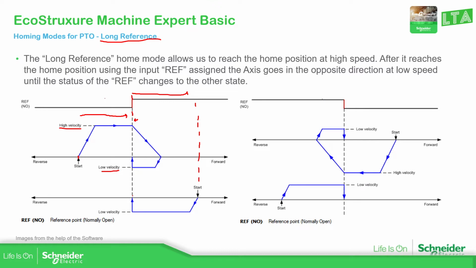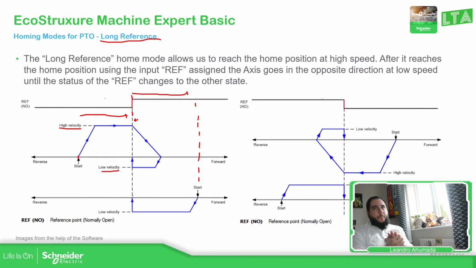So imagine that, that's why it's good to have different homes and the possibility to change. For example, you have the machine in one part that is not close to the home. So if you go at low velocity, probably it's going to take so much time to make the homing. That's why you have the high velocity. So it's moving, it reaches the home position, then just in order to accommodate and be in the right place, it goes to low velocity. So it goes to the home.